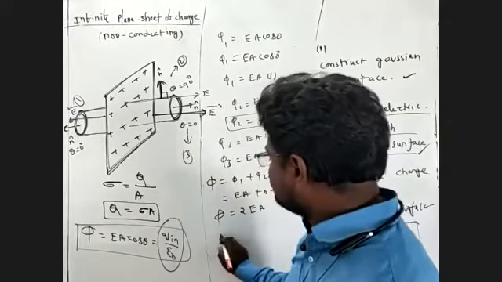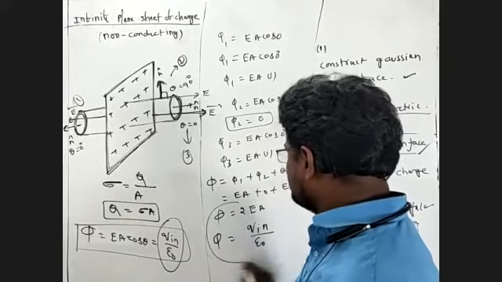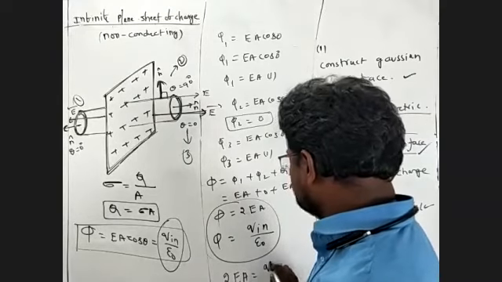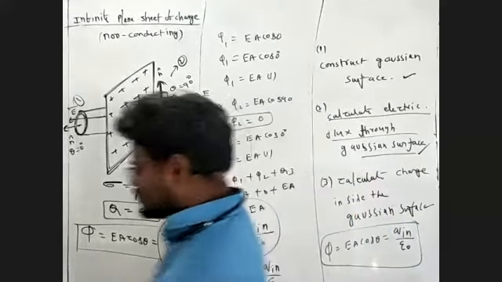That is one more formula: flux is equal to Qn by epsilon. We are equating this part. 2EA is equal to Qn by epsilon.